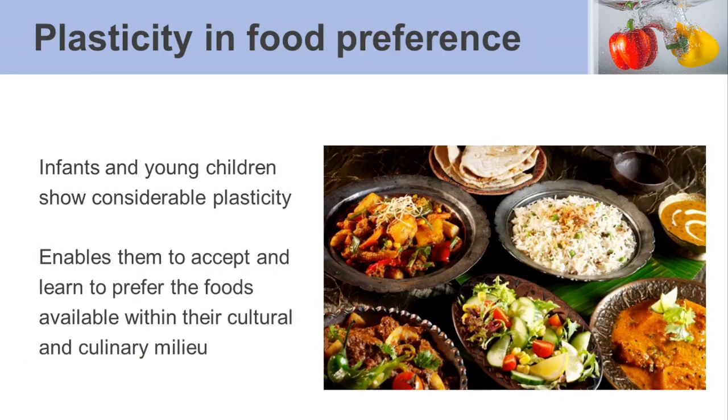Even though the newborn infants are hardwired with respect to taste preferences, infants and young children show considerable plasticity in taste preference. They show great adaptability in taste and food preferences. It is because of this adaptability that children are able to accept and learn to prefer foods available in the culture. You know that food culture is different in different regions of the world and people learn to prefer these foods in their childhood stage itself because of the adaptability of taste preference.